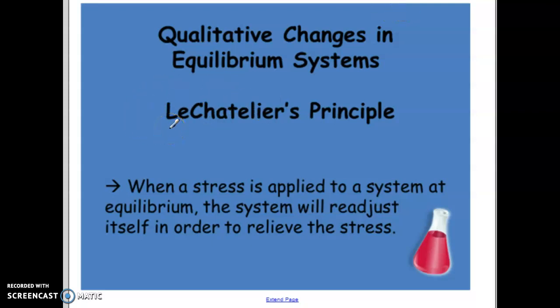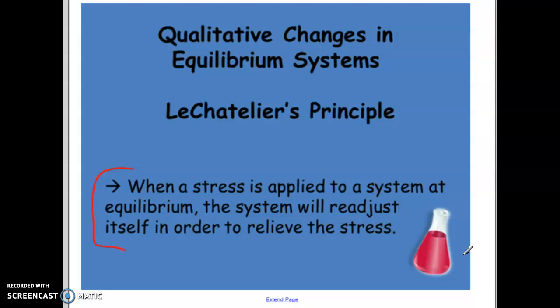Okay, so this is essentially looking at what happens when equilibrium systems have stressors applied to them. So meaning naturally in a closed system, equilibrium will be reached after a certain amount of time. However, there are things that can be done, and sometimes you may even want to do them, that can cause the equilibrium to change or to shift. You're going to hear me talk a lot about shifts. So in order to adjust the equilibrium, what happens is it tries to alleviate whatever stress has been applied.